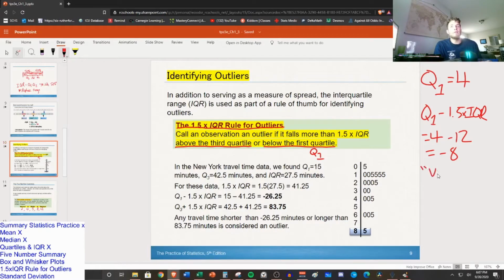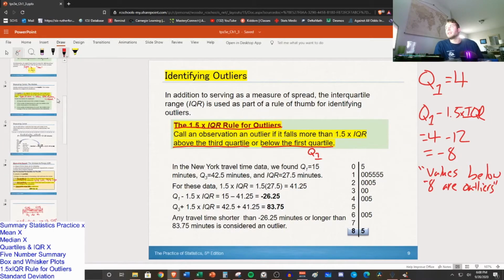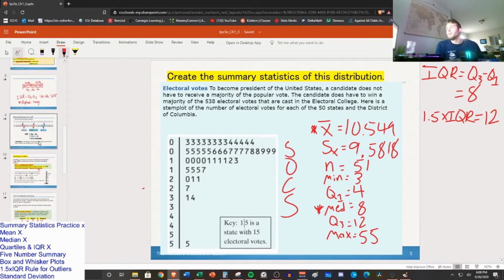So we're going to say that values below negative 8 are outliers. Sorry about my writing there, I don't like that. Now, is that even possible? No, it's actually impossible. You can't have a low outlier in this data set because it starts at 0. You can't have a negative amount of votes. So it was never possible. Let's do the other side though.